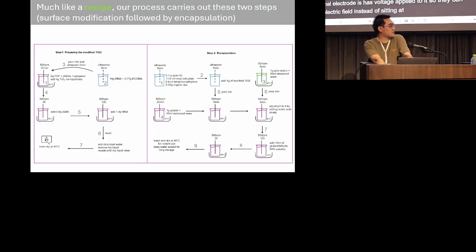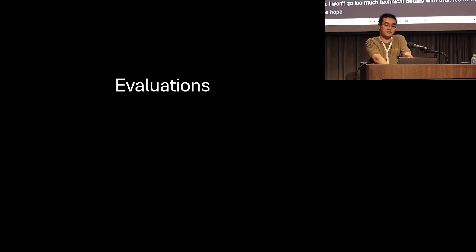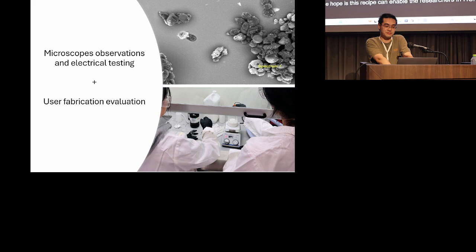And here is the recipe. On the left-hand side is the surface modification, and on the right-hand side is encapsulation. I won't go into too many technical details with this. It's in the paper. But the hope is this recipe can enable researchers in HCI to replicate our E-ink fabrication. Now, for the last bit of talk, I want to quickly explain how we evaluate our ink.